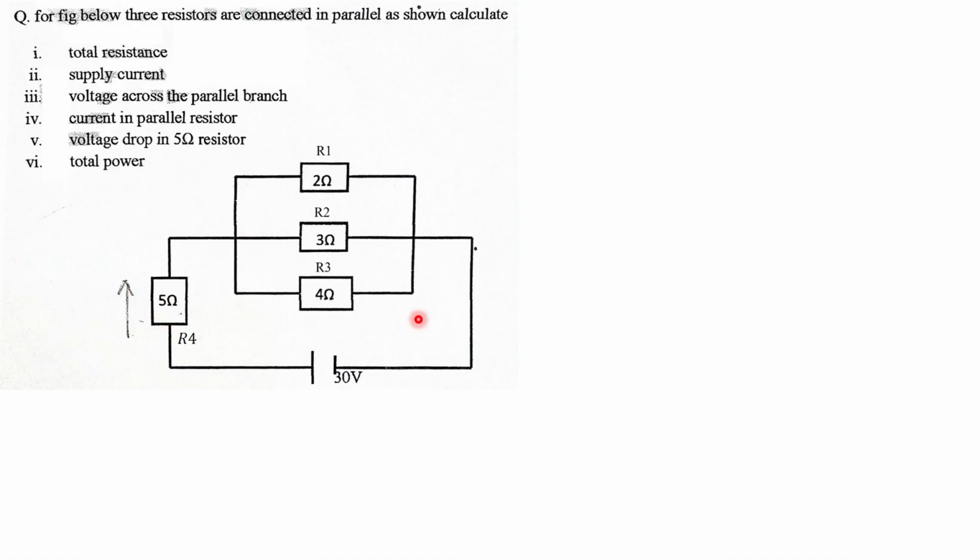Okay, so that is the circuit, and it's having three resistors. That is R1, R2, R3 connected in parallel, and the parallel circuit is connected in series to R4, which is the 5 ohm resistance. And all is connected across a 30 volts supply. I hope you understand. All right, and we have to calculate the total resistance, the supply current, voltage across the parallel branch, current in the parallel resistor, voltage drop in the 5 ohm resistor, and then the last one, that is the total power.